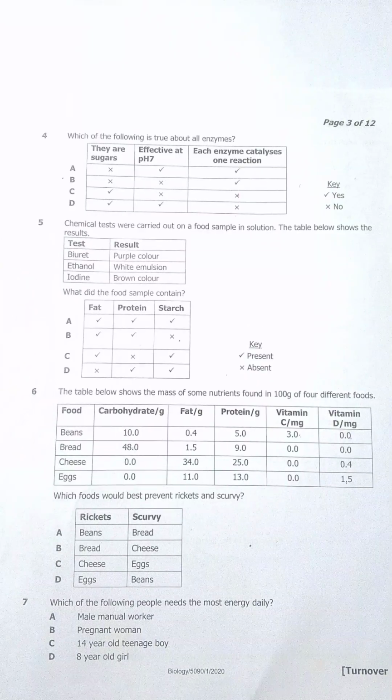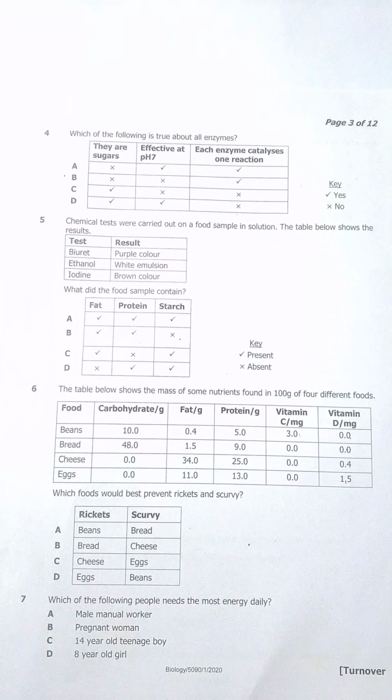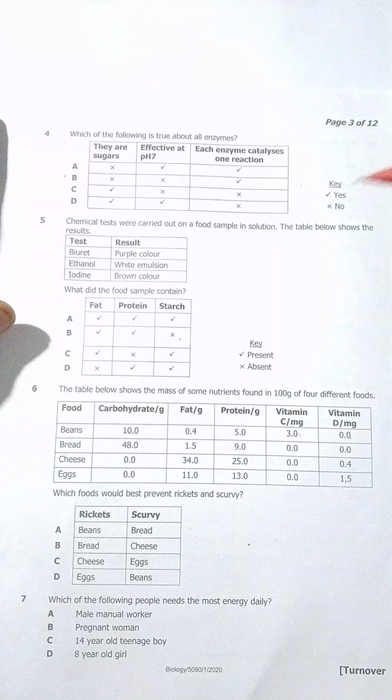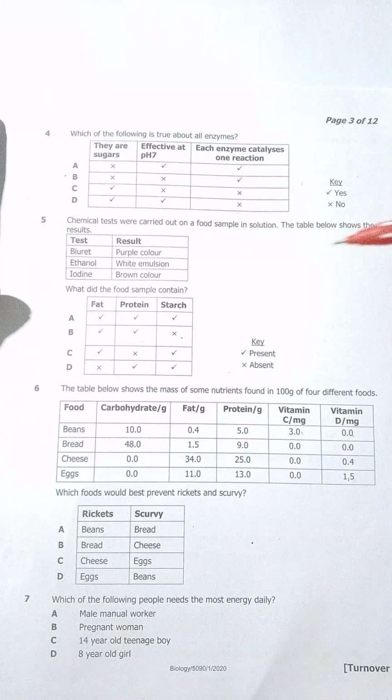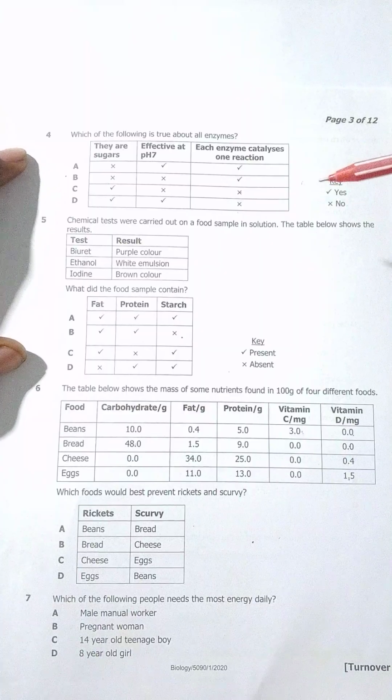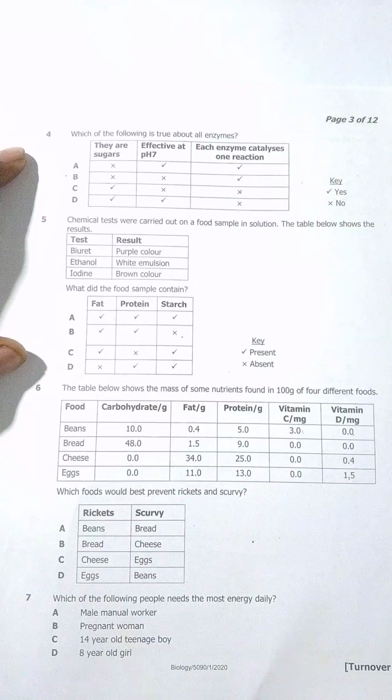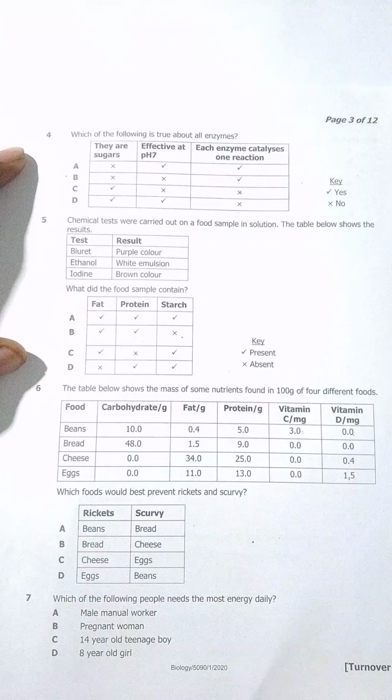So question 4, we are saying, which of the following is true about all enzymes? Now remember that whenever you're answering paper 1, which is multiple choice, first get rid of all the fake answers which are not giving you any clue or any idea about the true answer. So we know that enzymes are biological catalysts. Now enzymes are protein in nature. Then enzymes work well in a specific condition. For example, under a certain pH, under a certain temperature before it is denatured.